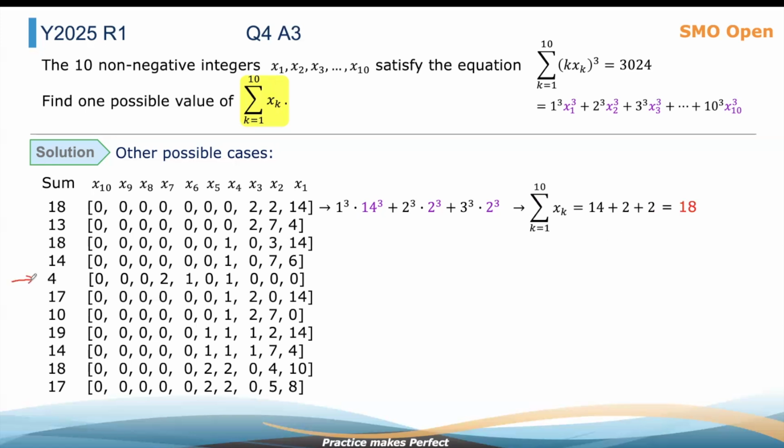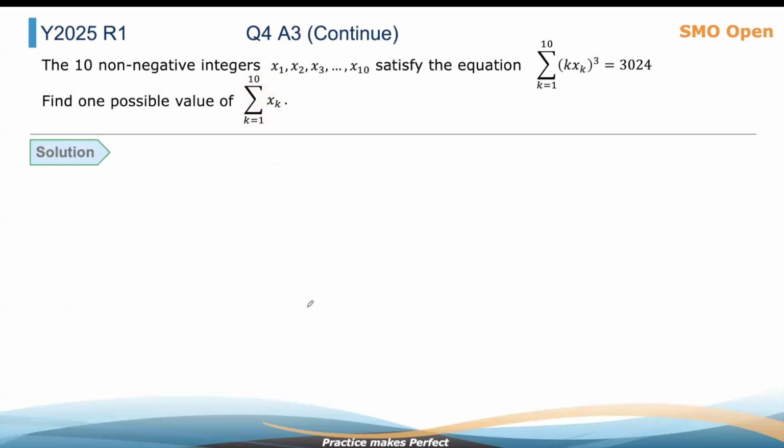In this case, the sum is 4. This is the least value of the sum x1 to x10. Here, x4 is 1, x6 is 1, x7 is 2. You can check. This sum is still equal to 3024. The sum of x1 to x10 equals 4.